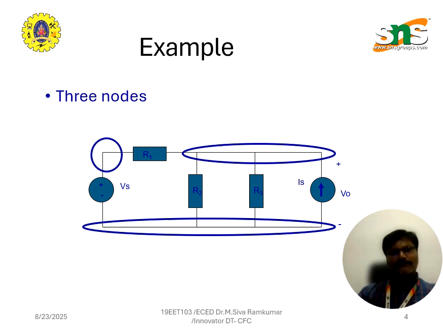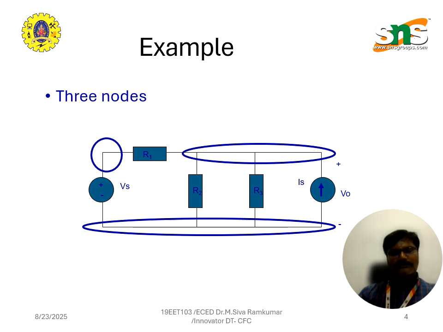To take a close look at the circuit, on the left we have a voltage source Vs, the source voltage, connected to a resistor R1. In the middle, we see two resistors R2 and R3, each connected vertically down to the ground. On the right, we have a current source IS delivering current upward, and across it we measure the voltage V0, the output voltage. If you observe carefully, the circuit has three distinct nodes.